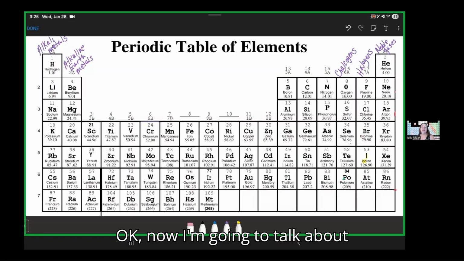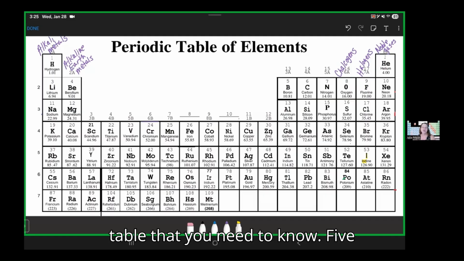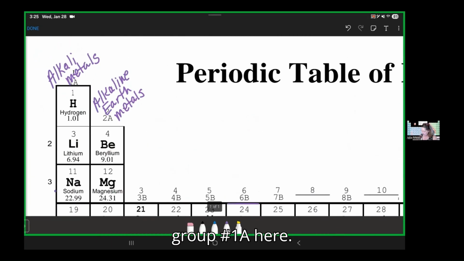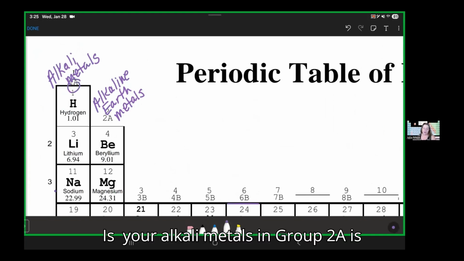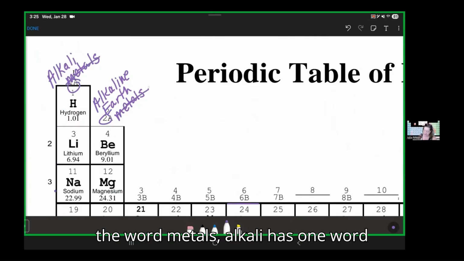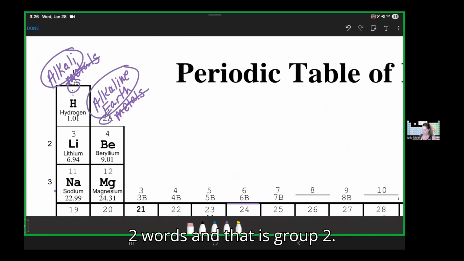Okay, now I'm going to talk about some groups on the periodic table that you need to know. 5 groups and 2 periods. Okay, so first, group number 1A here is your alkali metals, and group 2A is your alkaline earth metals. The way I remember that is if you ignore the word metals, alkali has one word and it's group 1, alkaline earth has 2 words and that is group 2.